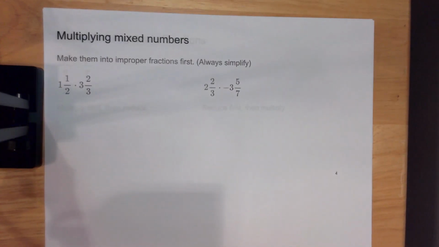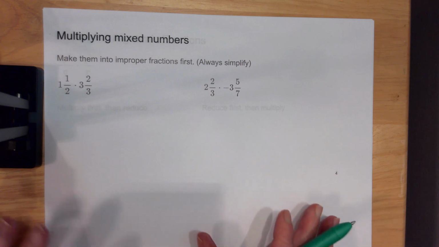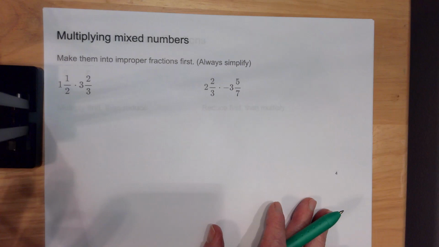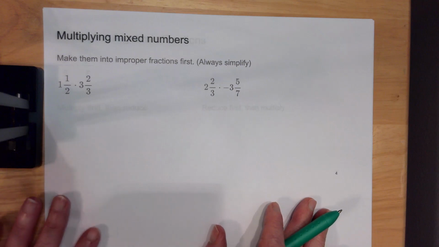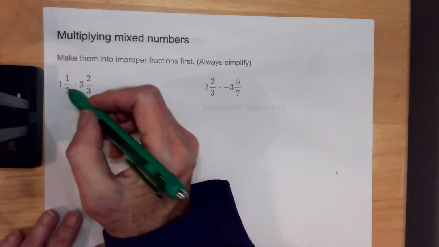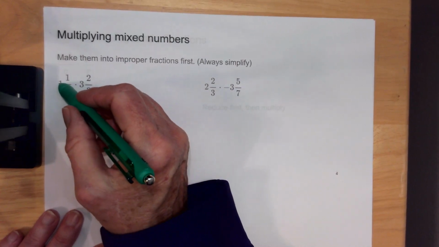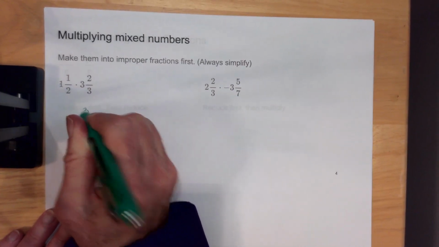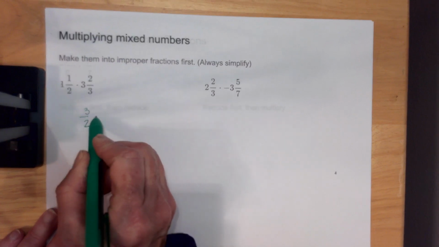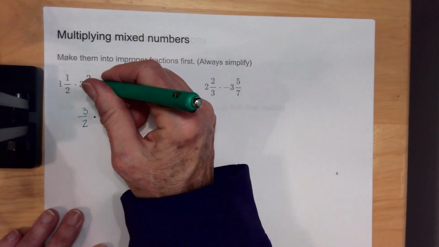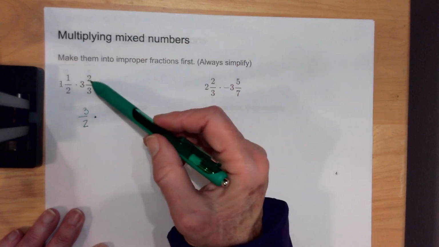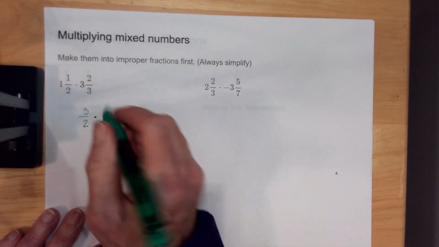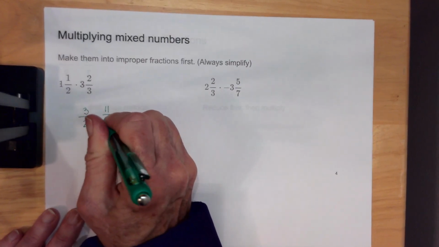If I have mixed numbers that I'm multiplying, I have to make them into improper fractions first. And you're always going to have to simplify, whether you simplify before you multiply or after. So this is 2 times 1, which is 2, plus 1 more is 3. So this is 3 over 2 times 3 times 3 is 9, plus 2 more is 11. So I have 11 over 3.